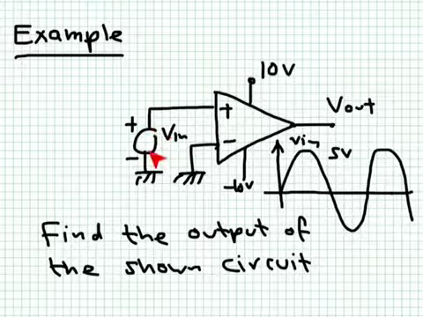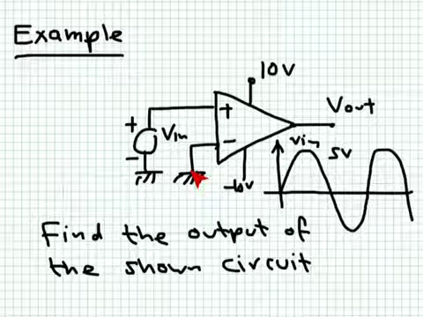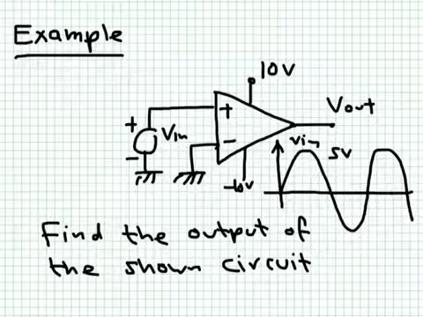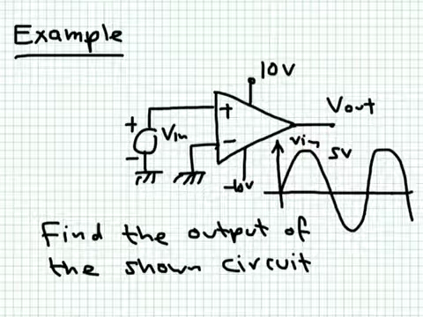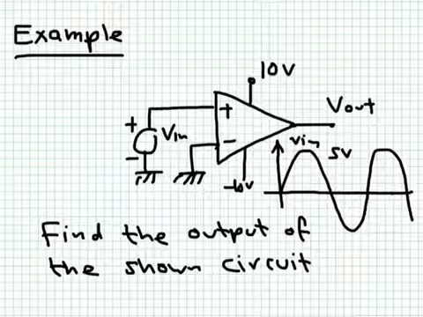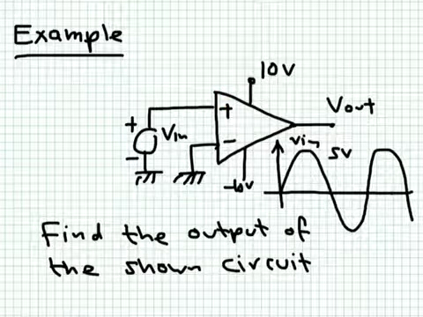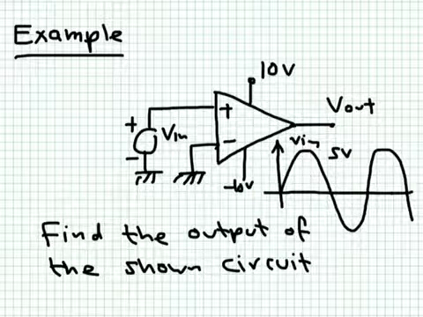When Vn is negative, so it drops below the negative terminal voltage, which is 0, then the output will saturate at minus VCC, which is minus 10 volts. Because the output, as we agreed, is equal to A multiplied by V plus minus V minus, but the gain is too high. For a practical op-amp, the gain is 10 to the power 6, 10 to the power 5, so this will cause the op-amp to saturate at the lowest supply voltage.